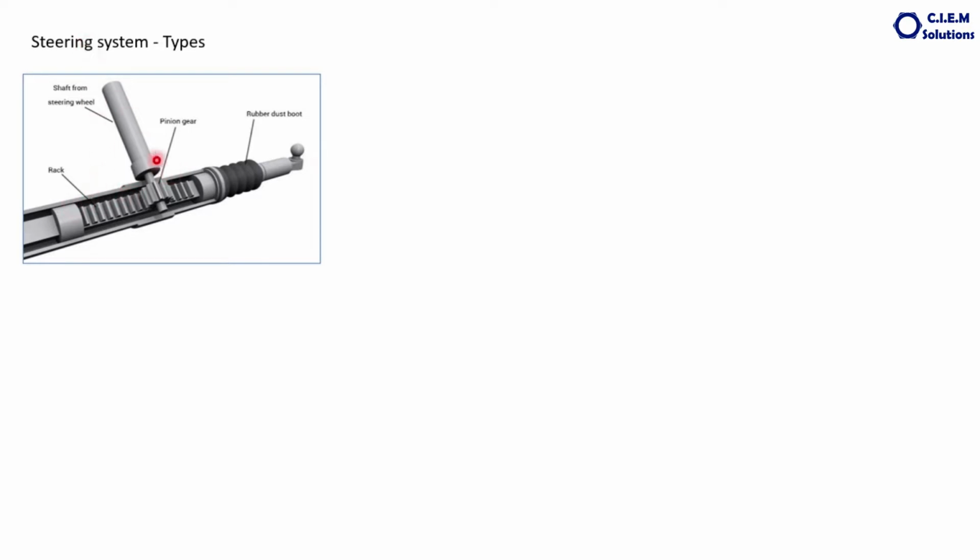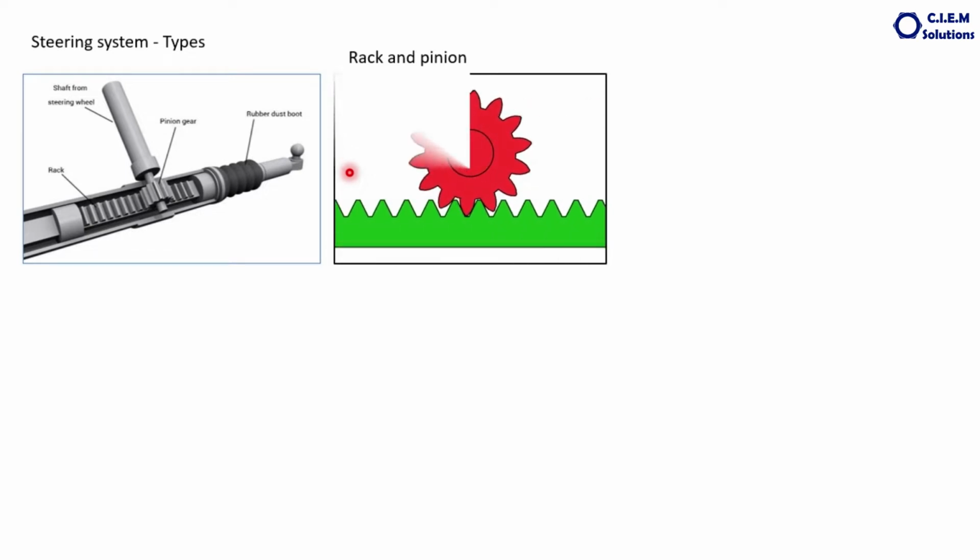This pinion is rotated through the shaft from the steering wheel, and the rotary movement of this pinion makes the linear movement of this rack, which is connected to the tie rod at both ends and makes the tie rods move in horizontal direction. This is how it works.